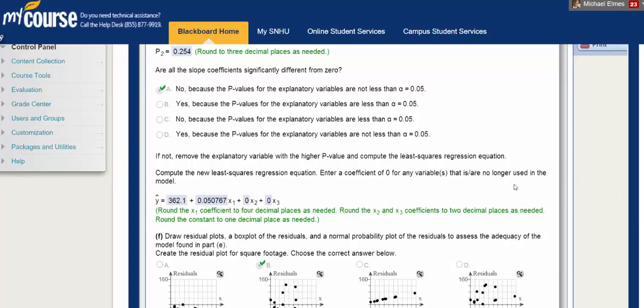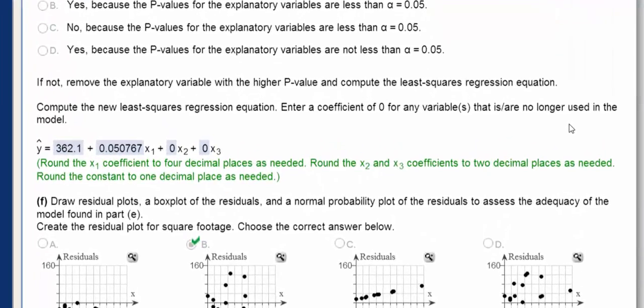This is the third video in a three-part series regarding multiple regression. I think the last thing we did in the second video was we developed a least squares regression equation where we set two of our variables equal to 0 because our p-values for the explanatory variable were higher than our level of significance, and we ended up with this equation here.